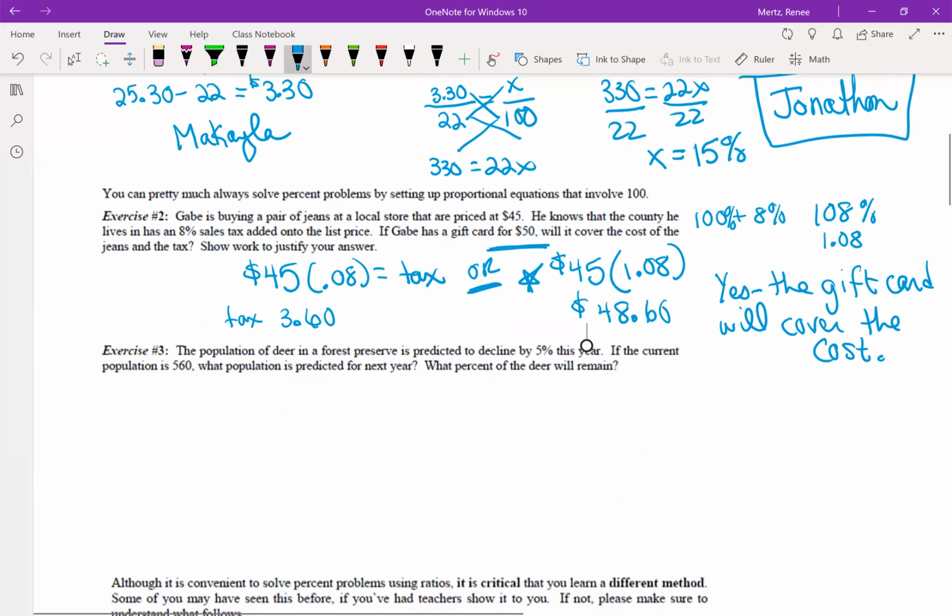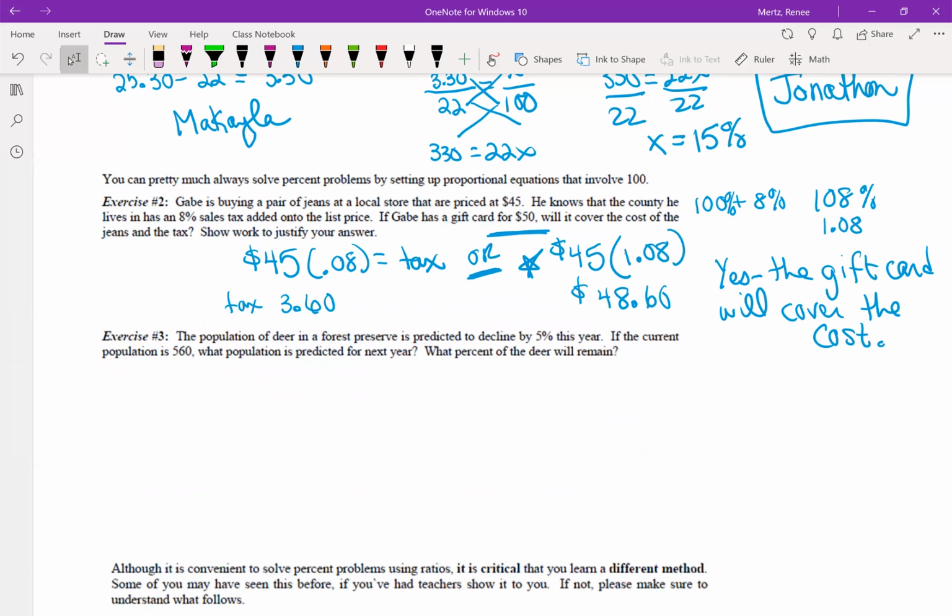For exercise 3, it says the population of deer in a forest preserve is predicted to decline by 5% this year. If a current population is 560, what is the population predicted for next year?